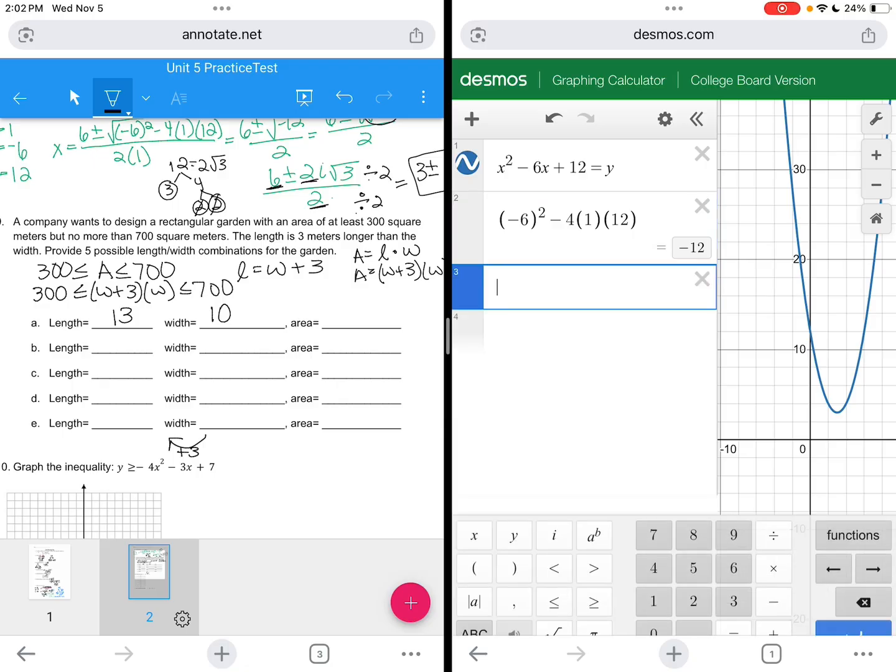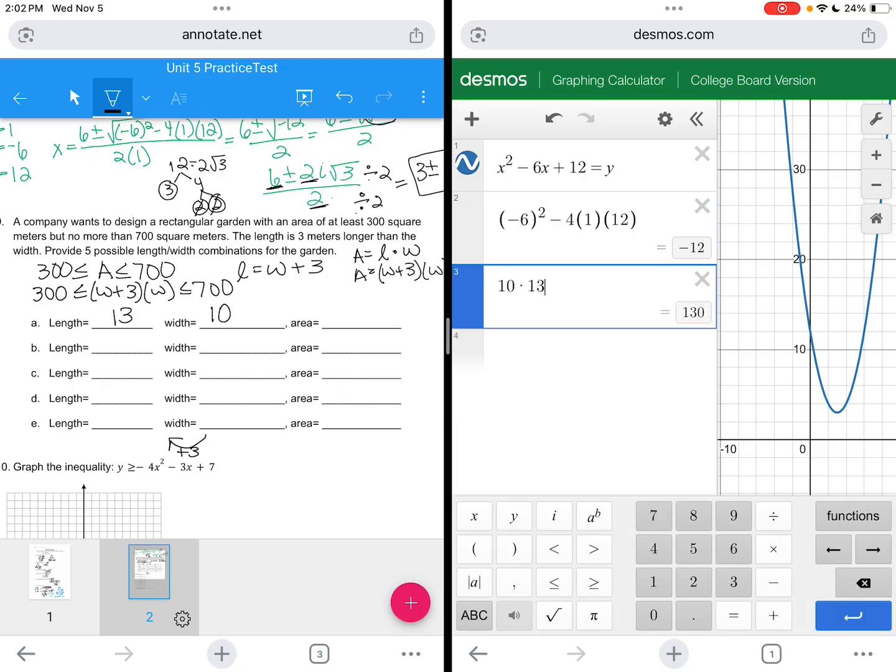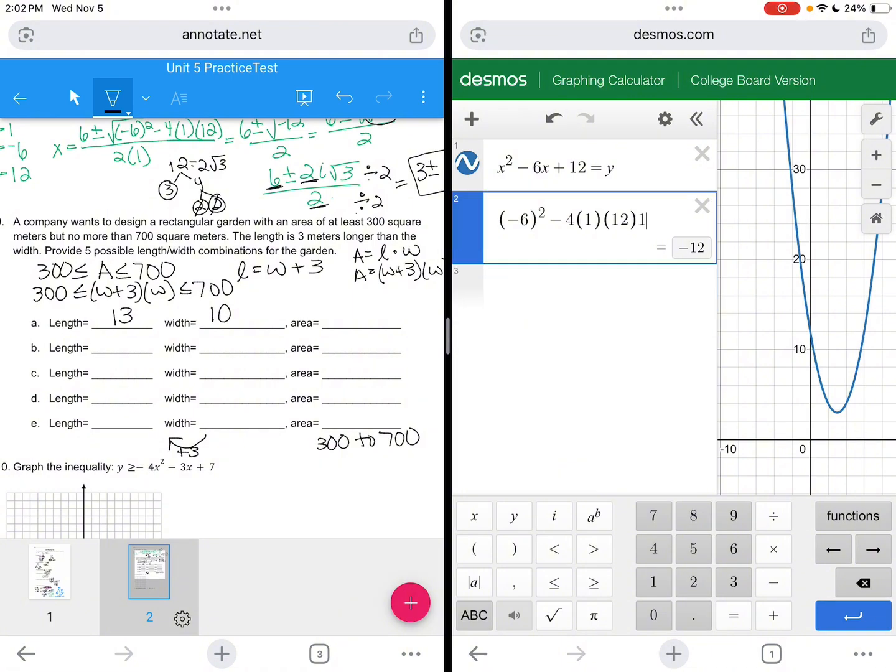So I could say, okay, 10 times 13 does not give me a number bigger than 300 for my area, because we know that the area needs to be from 300 to 700. So let me try other numbers. Maybe we can call the length 15. Oop. So then that means that the 270, nope. Let's try 16 for the width, so that means that the length would have to be 19. Oh, there we go. That's our first one that's worked so far.